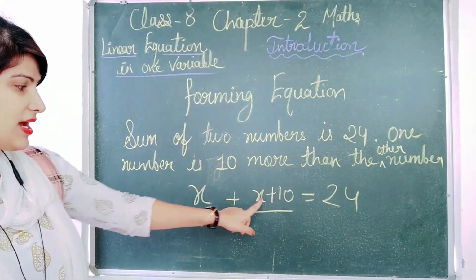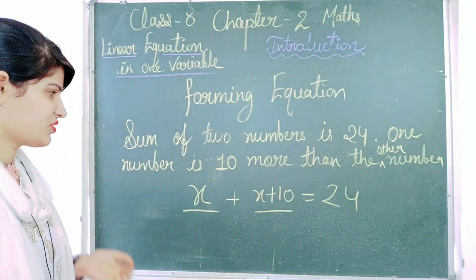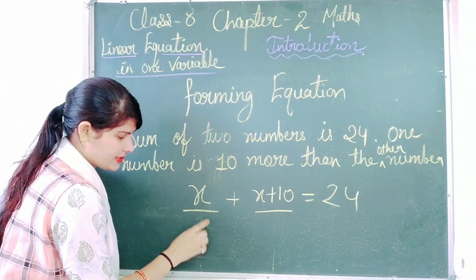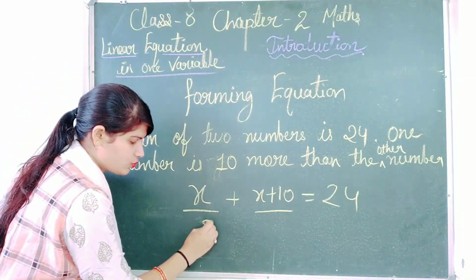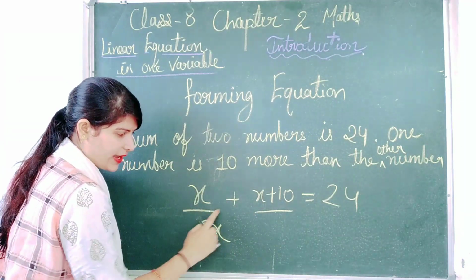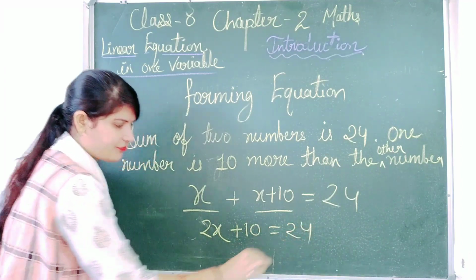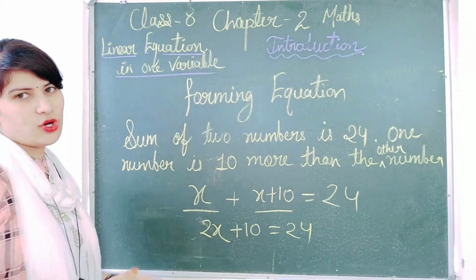Why? Because the other number is 10 more. Now, x plus x, how many x are here? 2x. So 2x plus 10 equals 24. This is the forming of the equation. Now we come to the next topic.